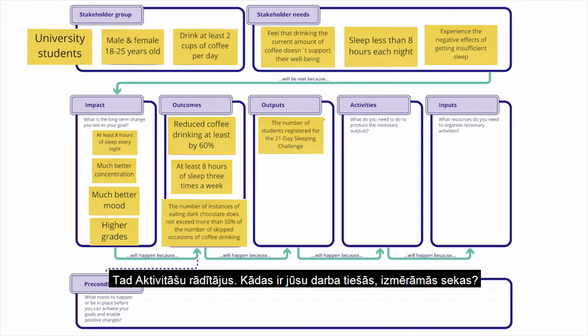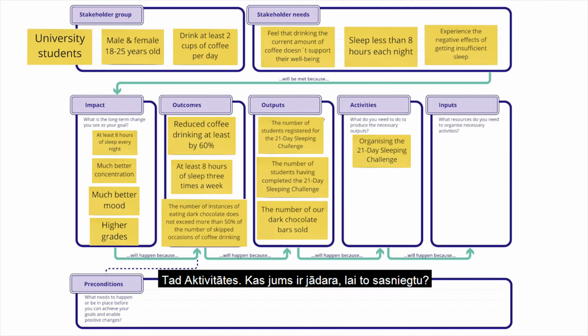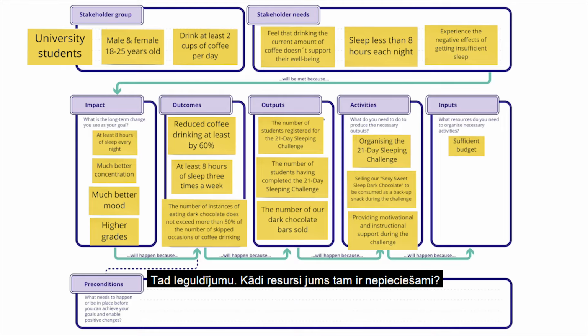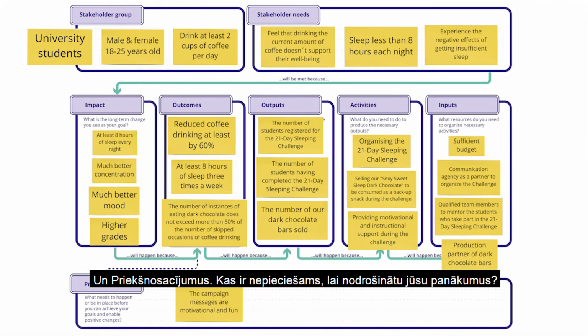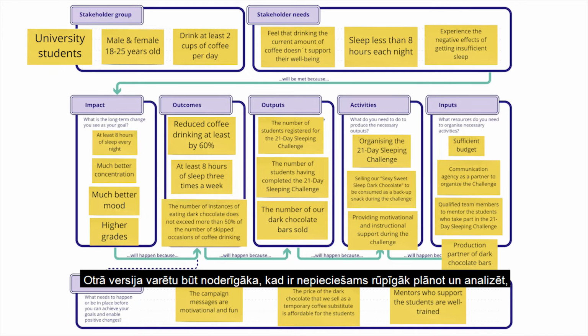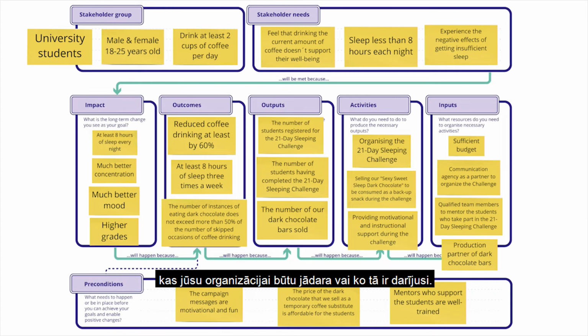Then, outputs. What are the direct, measurable effects of your work? Then, activities. What do you need to do to achieve that? Then, inputs. What resources do you need for that? Then preconditions. What needs to be in place to ensure your success? It can be better to use version number 2 when you need to plan and analyze more carefully what your organization should do or has done.